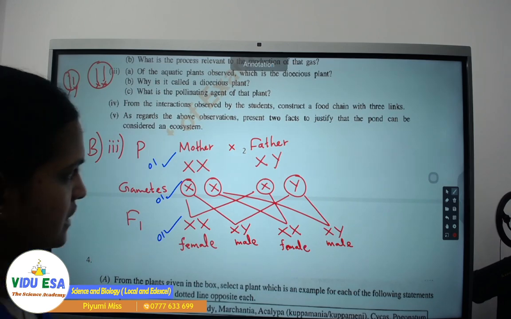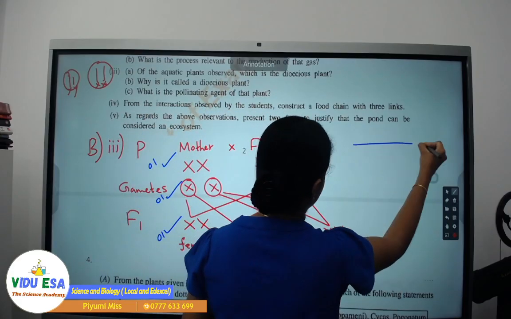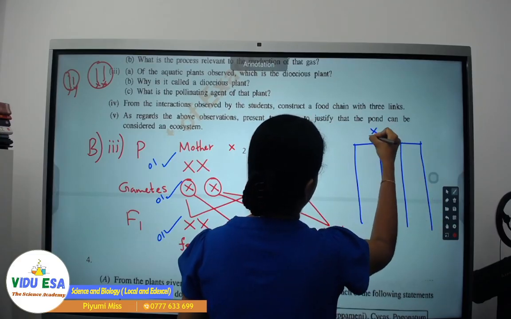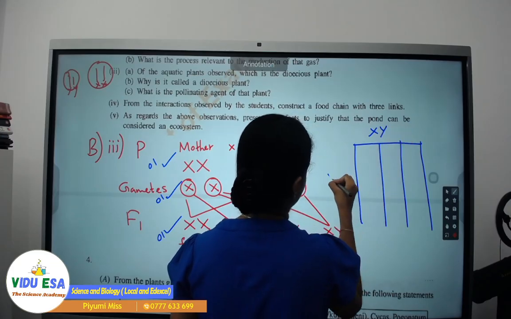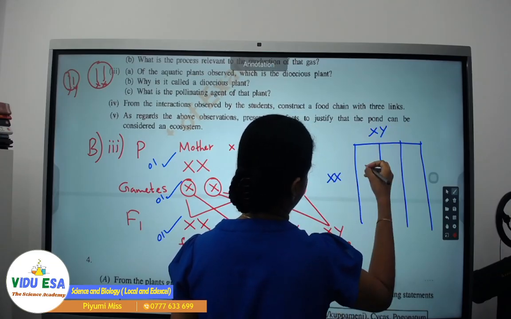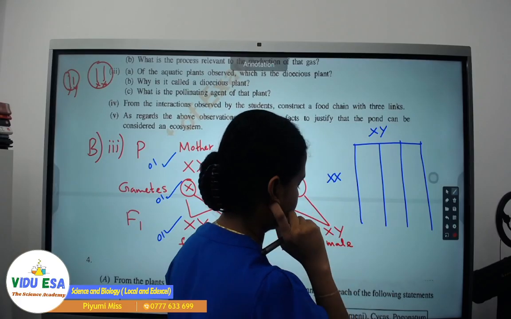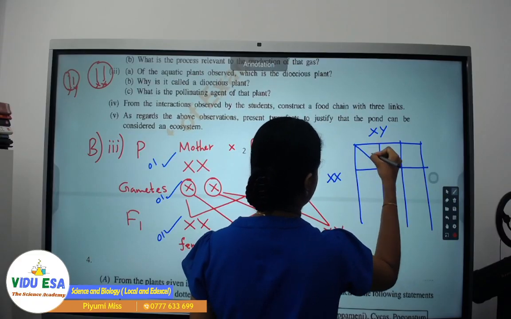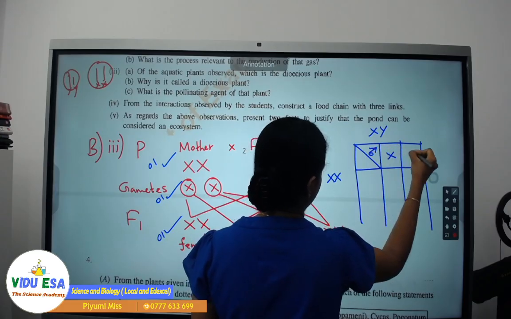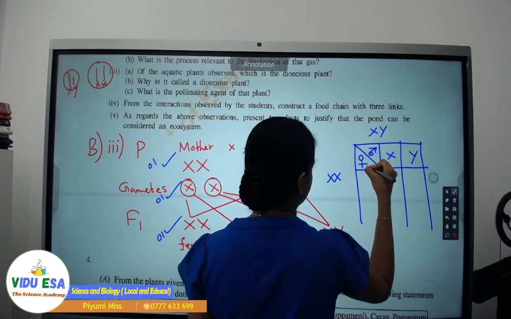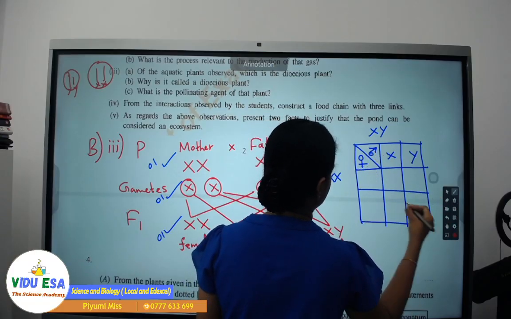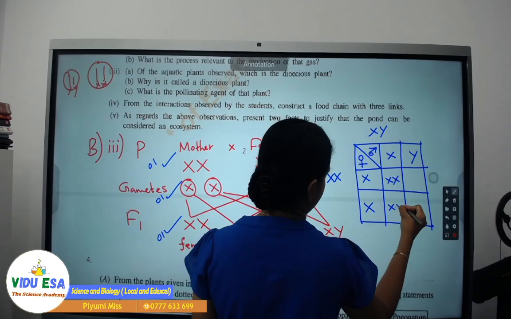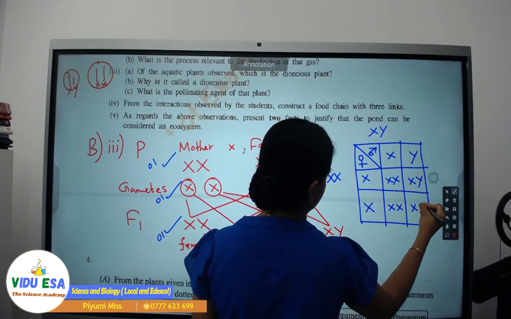Otherwise, you can present this using the Punnett square as well. In the Punnett square, father, mother, male, female. Then you have to write the gametes here. On this side I will mention the male gametes X and Y. This side I will mention the female gametes X and X. Then here X, X, X, X, XY, XY.